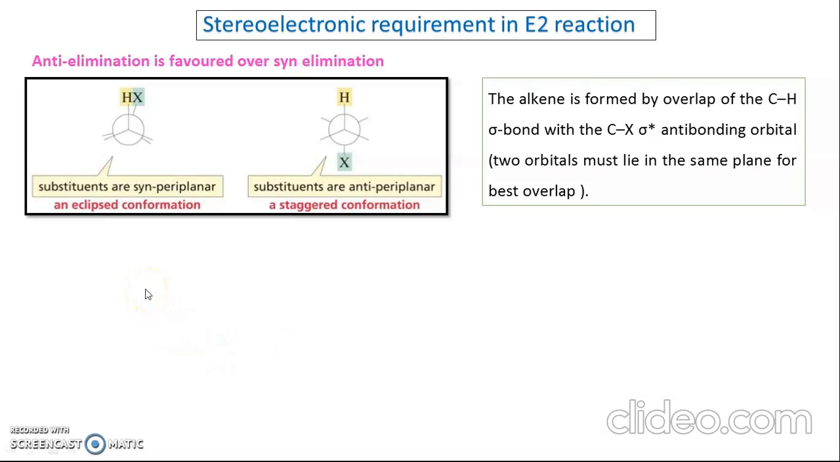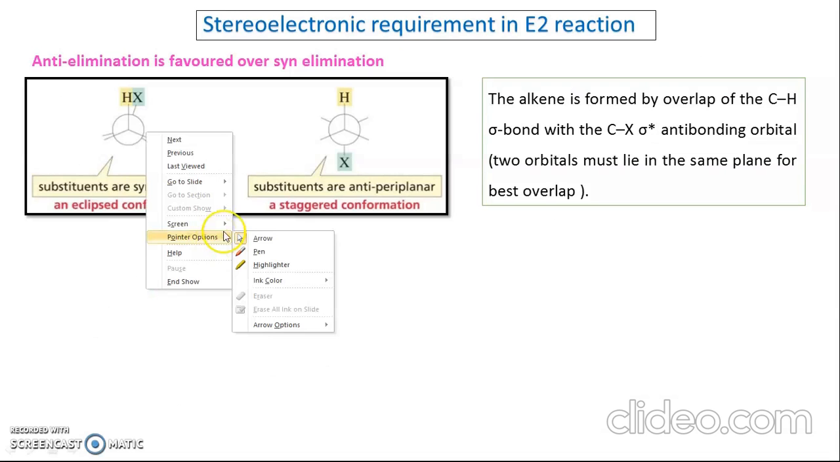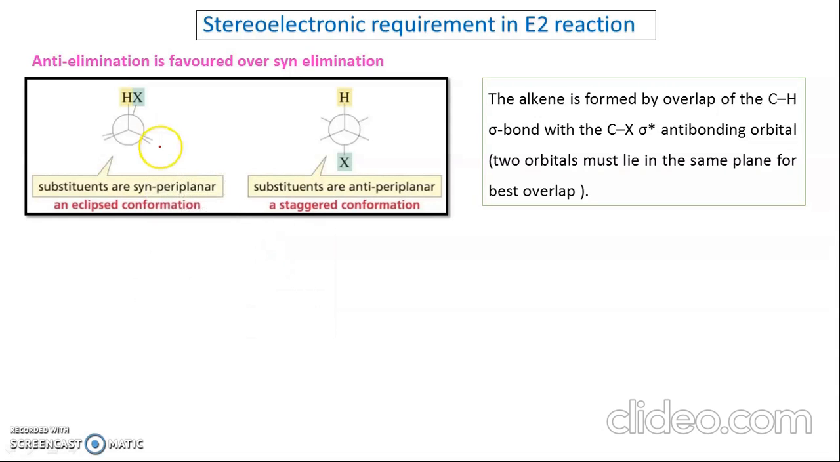Stereoelectronic requirement in E2 reaction. Yes, there is some stereoelectronic requirement. Here you can see in the picture, some Newman projections are drawn, and we are mainly focusing on hydrogen and X. Those are the main 2 groups that are going to be removed. Fine, removal of HX, that is the main eliminated group.